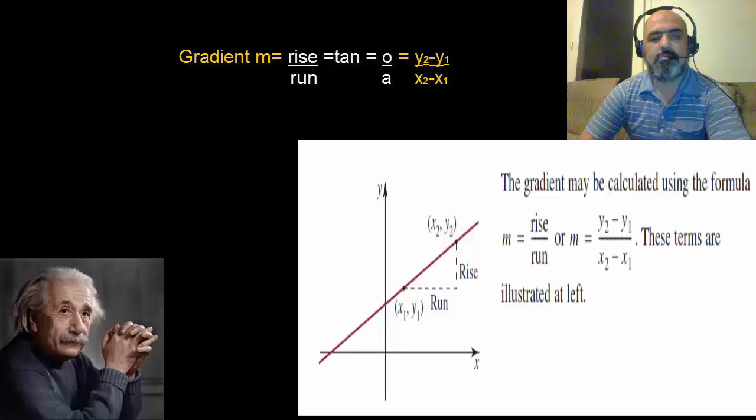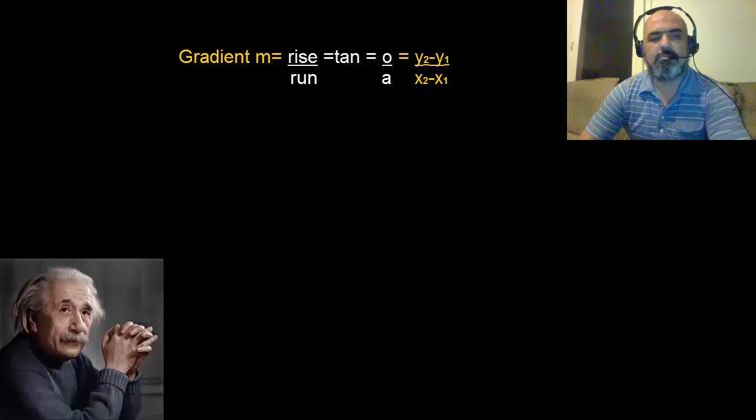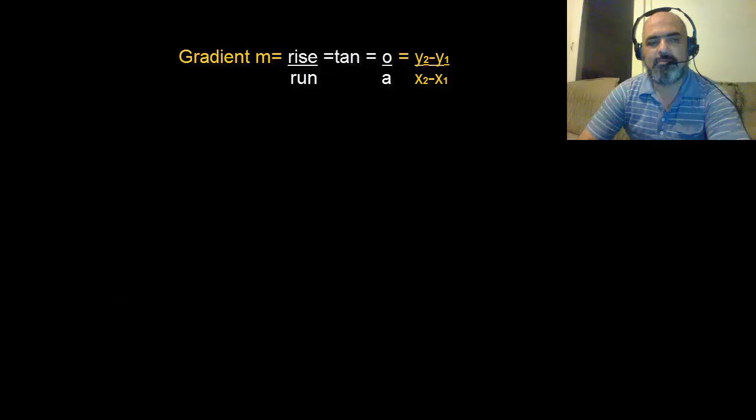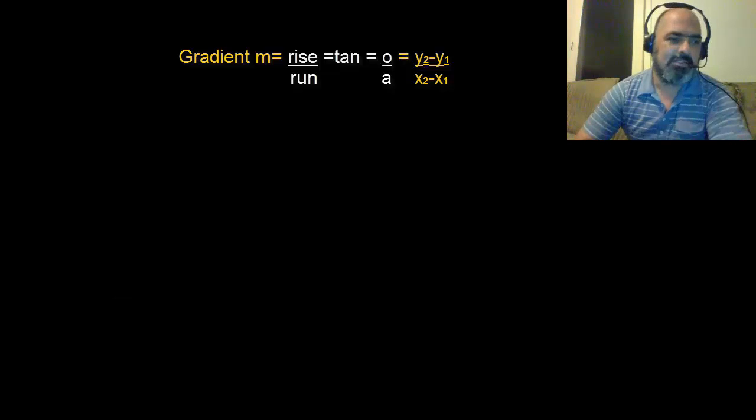So if one point has coordinates x1 and y1, and the second point has coordinates x2 and y2, then the gradient would be y2 minus y1 over x2 minus x1, which also coincides with the rise over run and the opposite over adjacent. Okay, satisfied? Now let me be, and good night. Thank you very much, Mr. Einstein. That's all. You can rest now in peace or pieces.